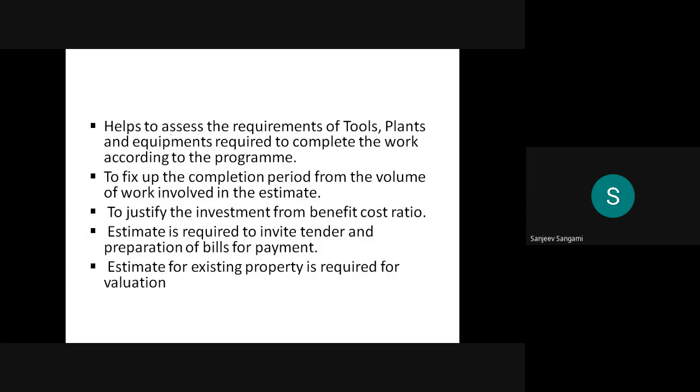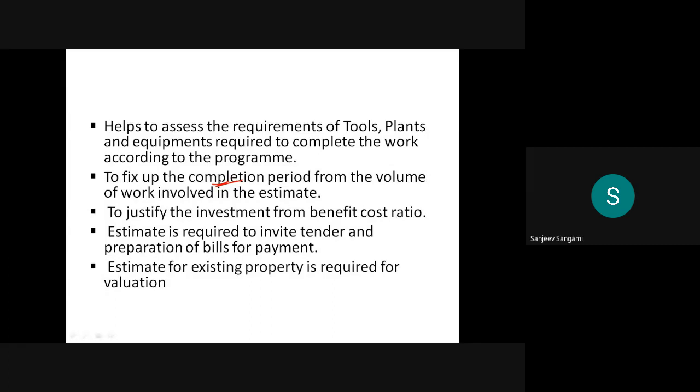If you are doing it, how many tankers of water are required? So like that, it will be there. To assess that, we require the purpose of the estimate, and to fix the completion period from the volume required. Once you do the estimate, then only you will come to know how much time is required to complete it.